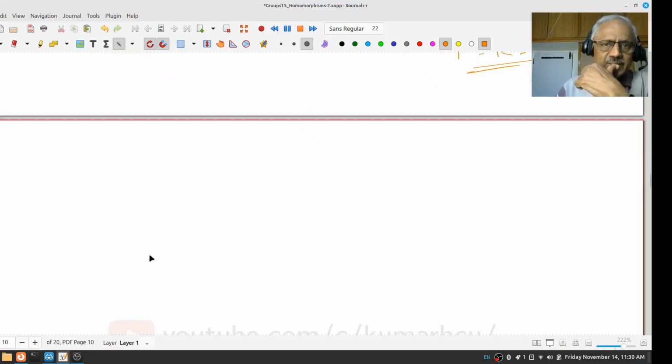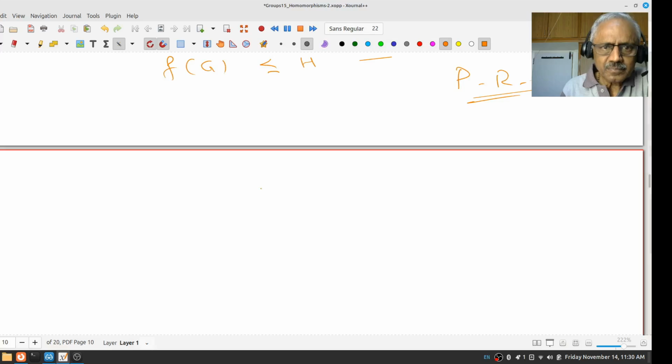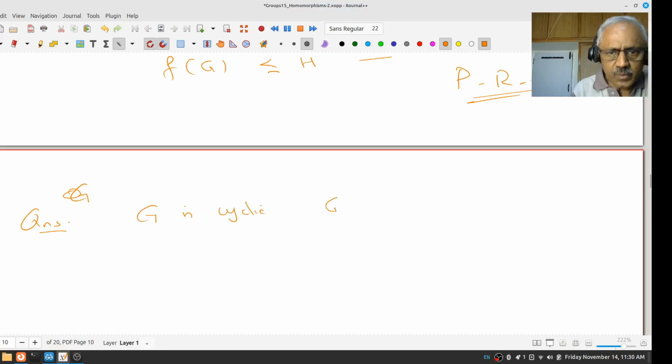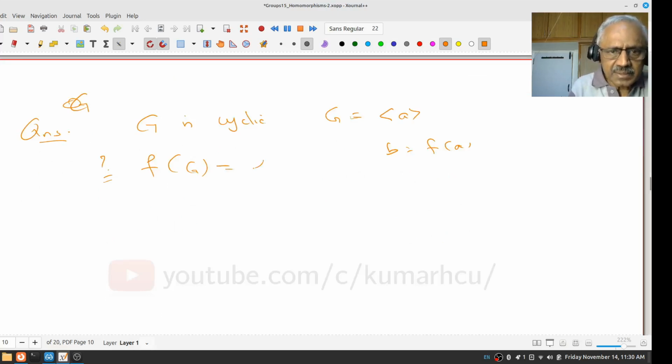Okay. So that's a subgroup. Now I can ask, since it's a subgroup, I can ask two questions. Suppose G is cyclic. Say G equal to the group generated by a. One of the generators is a, right? Okay. Then what can I say about f of G? Let b equal to f of a, right? Then I want to claim this is nothing other than the cyclic subgroup generated by b. This is our claim.